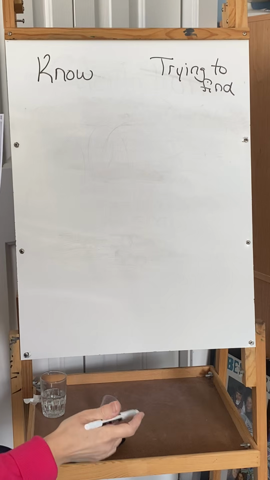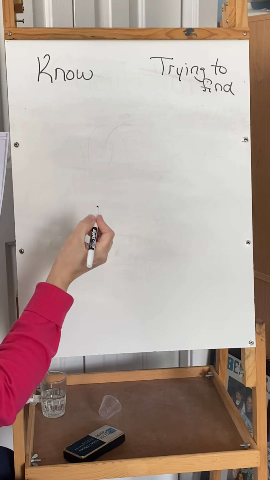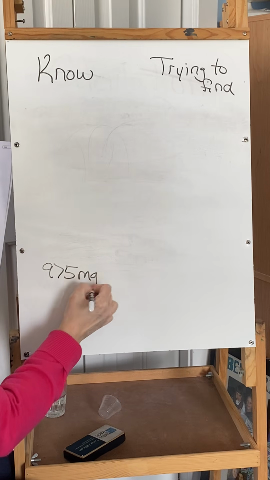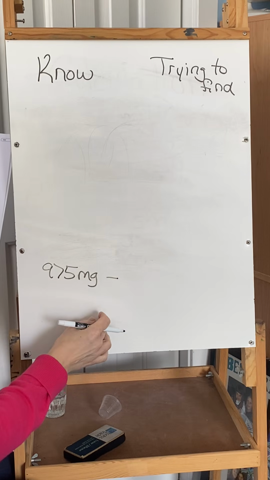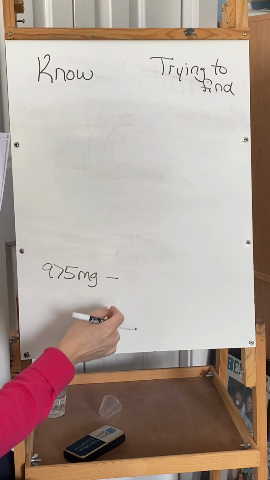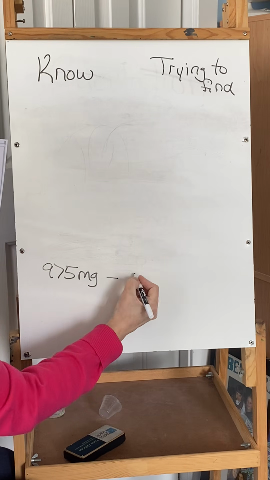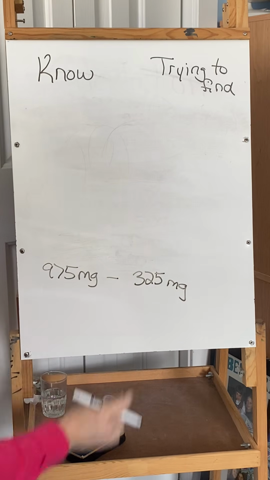Example 2. The physician orders aspirin, 975 milligrams. Okay, I'm going to put that down here. 975 milligrams. That's how much the doctor wants. 4 times a day by mouth. Aspirin, 325 milligram tablets are available. How many tablets will you give?